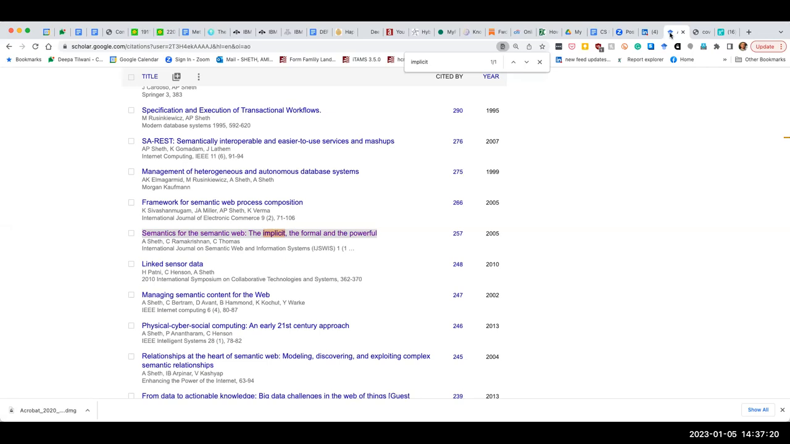the neuro-symbolic AI world. Now, this is the other paper, Managing Semantic Content of the Web, the 2002 paper. So I showed you the paper on the semantic enhancement engine. And this is the other paper that I recommend that you look at.